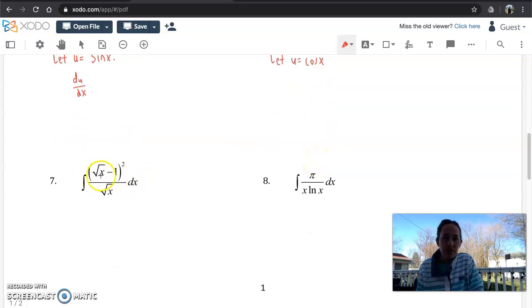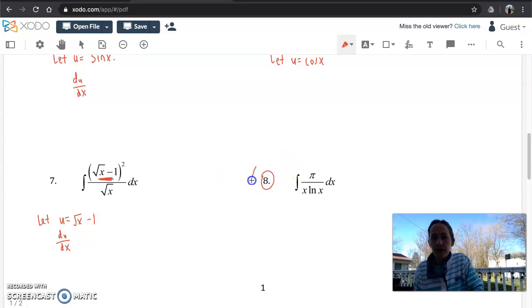Okay, same thing with 7. Use the inside. Make u the innermost part of the function. Let u equal square root of x minus 1 and see how far that gets you. 8 is the toughest one on the front side. Maybe not the toughest, but like the most complicated looking.